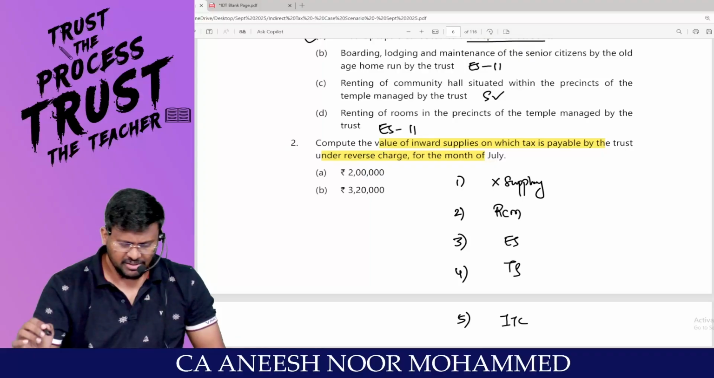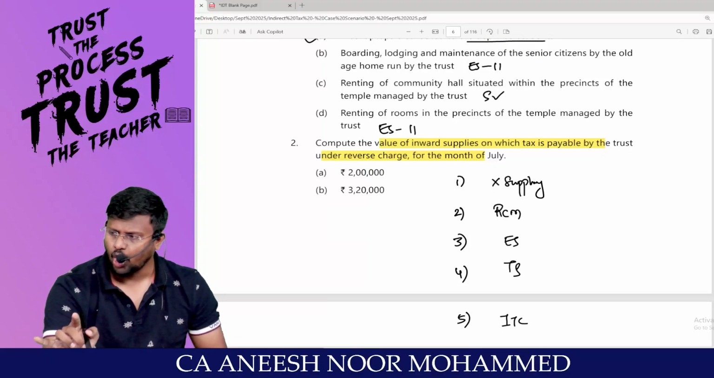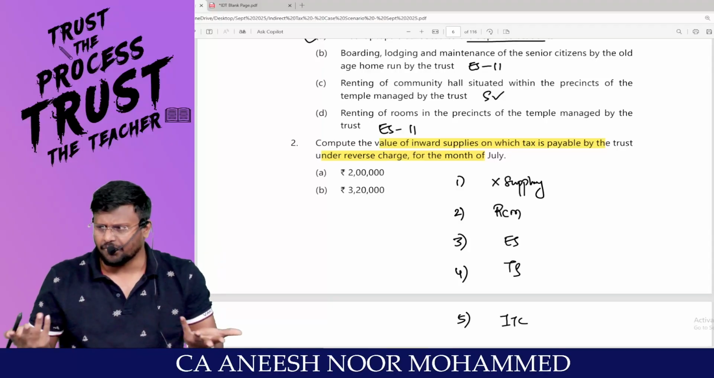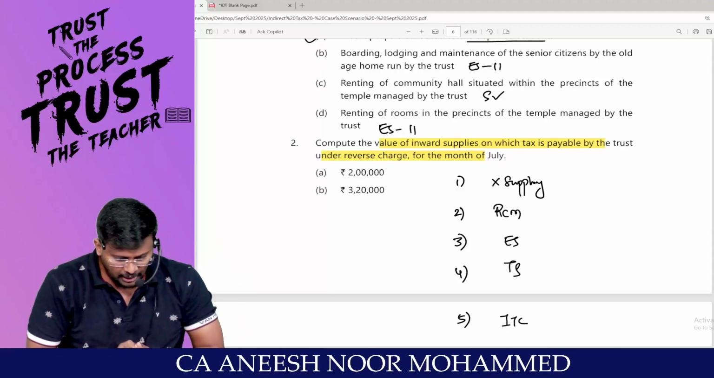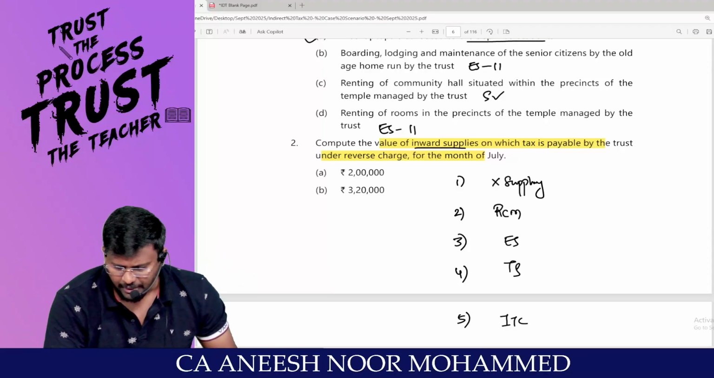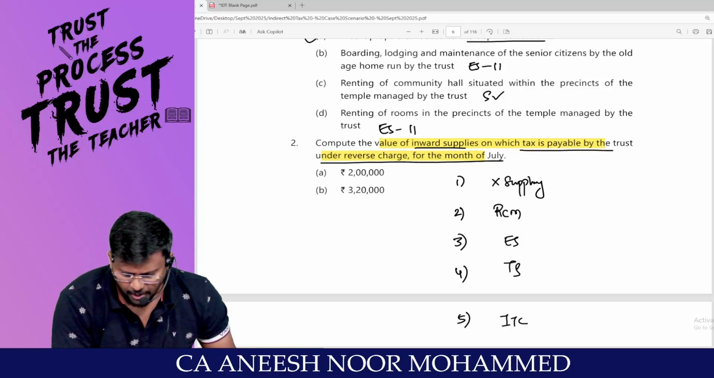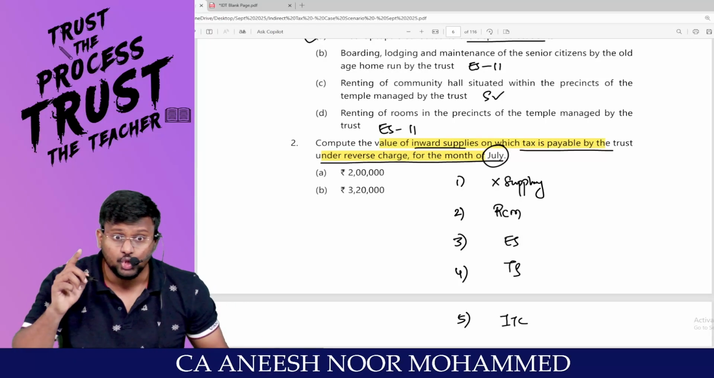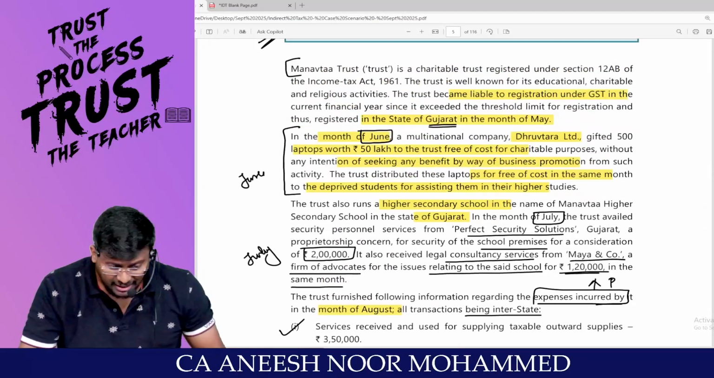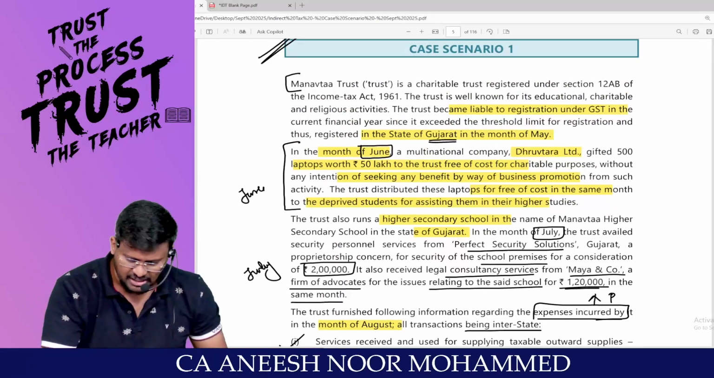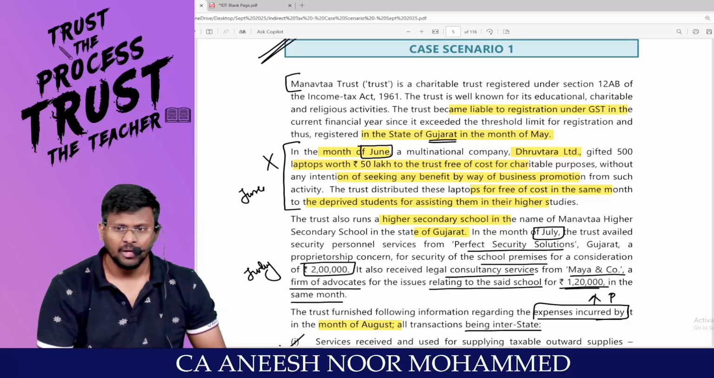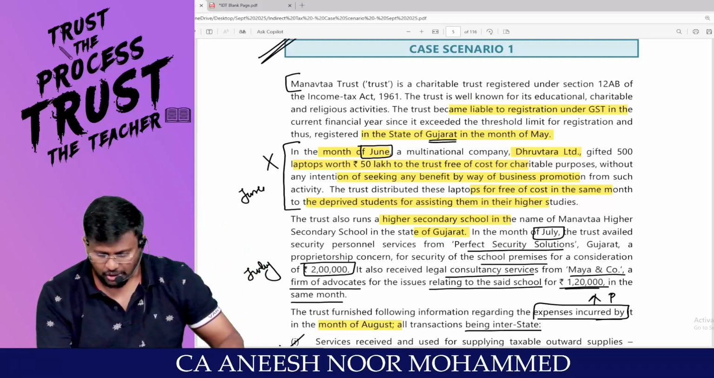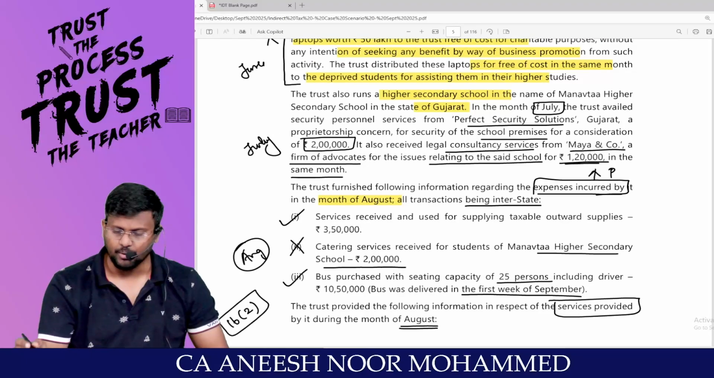Number 2, man. Sir, whenever we are going wrong, for those answers, we will check the reasons. Otherwise, I myself am saying the reasons. Right, sir? Compute the value of inward supply on which tax is payable by the trust under reverse charge for the month of July. So they want only for July. Sir, this is June data. Leave it, sir. For the first question, it's not month specific. It is case scenario specific. For the second question, it is July specific. Are you all really with me?